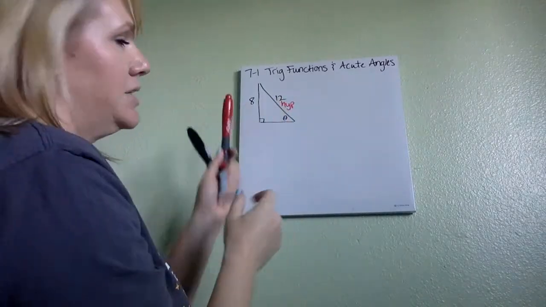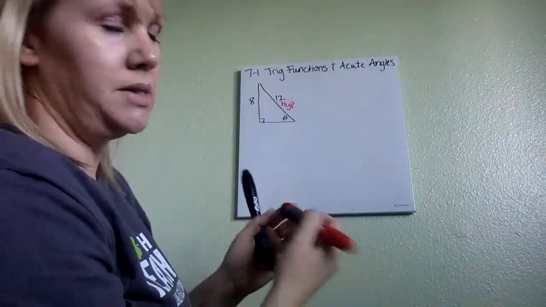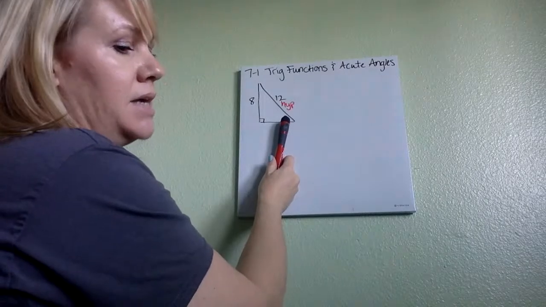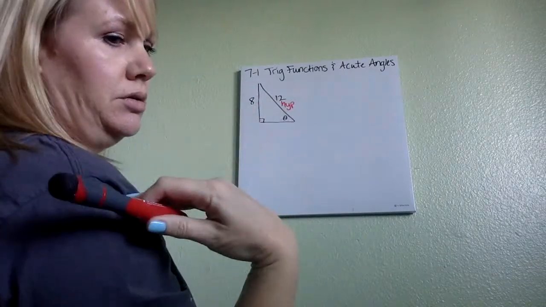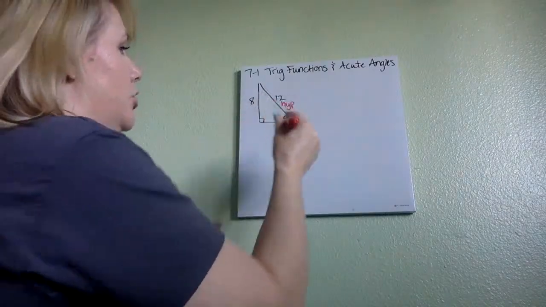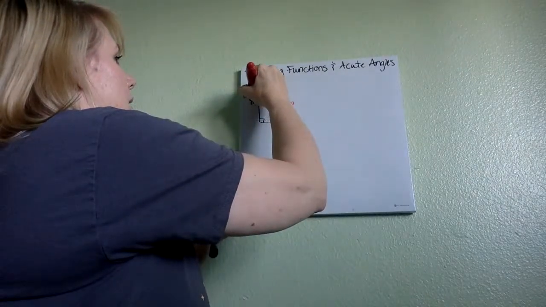So then the 8, is that adjacent or is it opposite? So again, think of you standing here where the little theta symbol is. Is the 8 next to the angle symbol, or is it across from? It's across from, so this side is the side opposite.